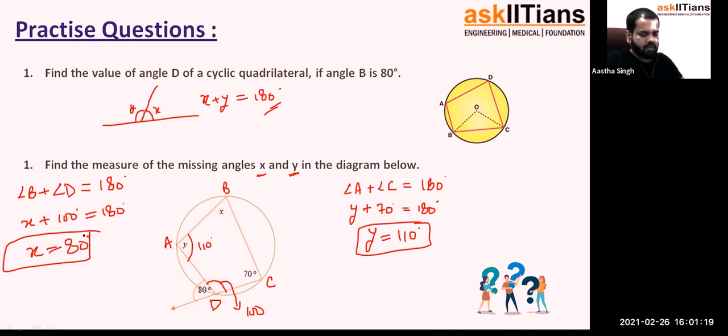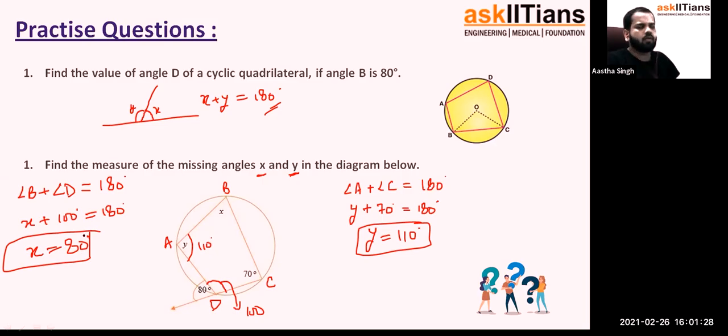For a cyclic quadrilateral, the sum of opposite angles is equal to 180 degrees. For this, we should know the property that the diameter subtends an angle of 90 degrees at the circumference, right? And the angle at the center is double the angle at the circumference of the remaining part of the circle. Okay, I think the points are clear.